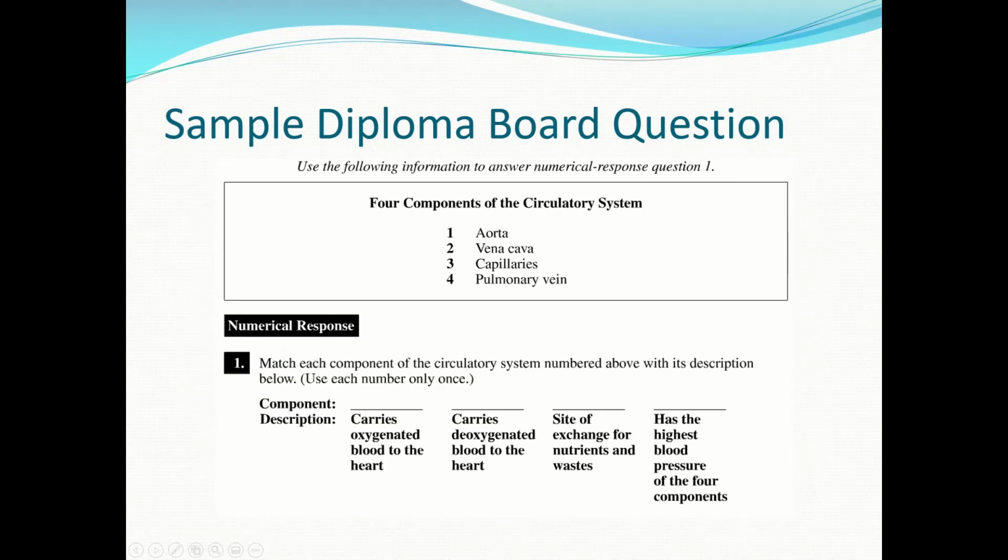Match each component of the circulatory system numbered above with the description below. Carries oxygenated blood to the heart. So oxygenated blood just went to the lungs. Sounds like a pulmonary vein. So that's going to be 4.